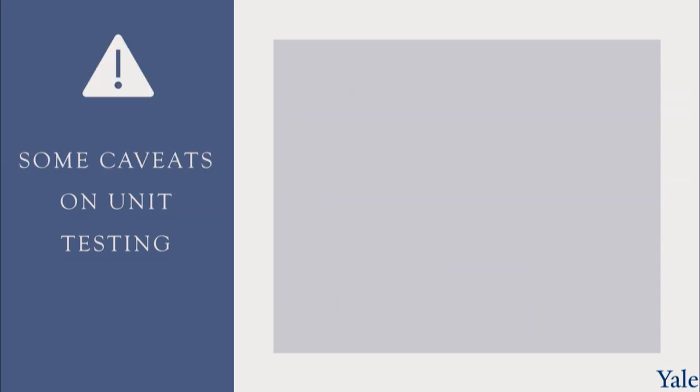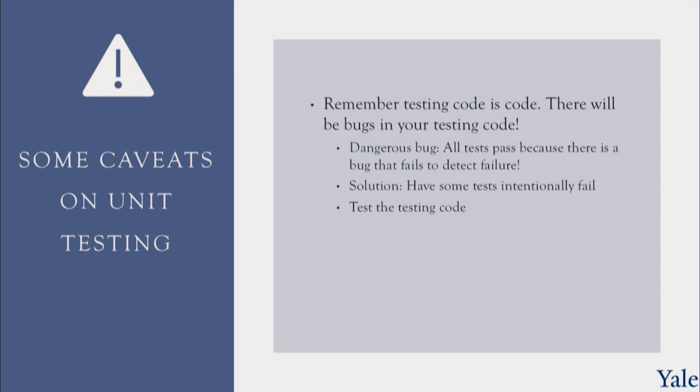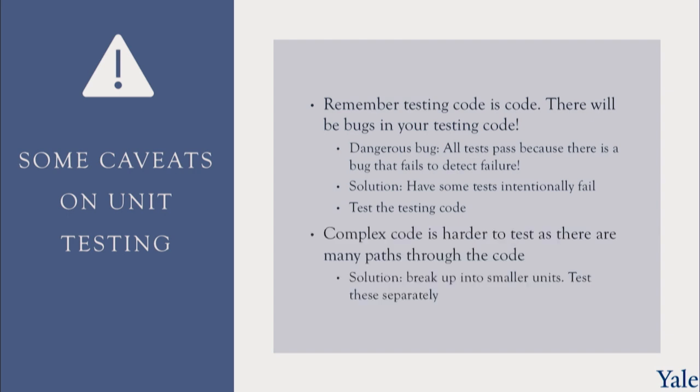So here are some caveats, some issues with unit testing. The first thing, which is obvious until you think about it, comes from Vogel: all testing code is code. There will be bugs in your testing code. For example, a particularly dangerous bug is one where all tests pass because the bug fails to detect test failure. The solution, and the one I like, is to have some tests that are designed to intentionally fail, and this allows us to test the testing code effectively. And complex code is harder to test as there are many paths through the code. The solution here is to break it up into smaller units and test them separately. So always simplify.